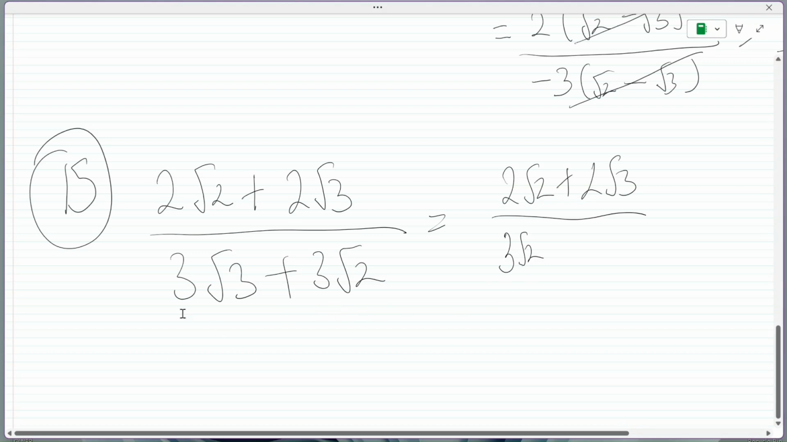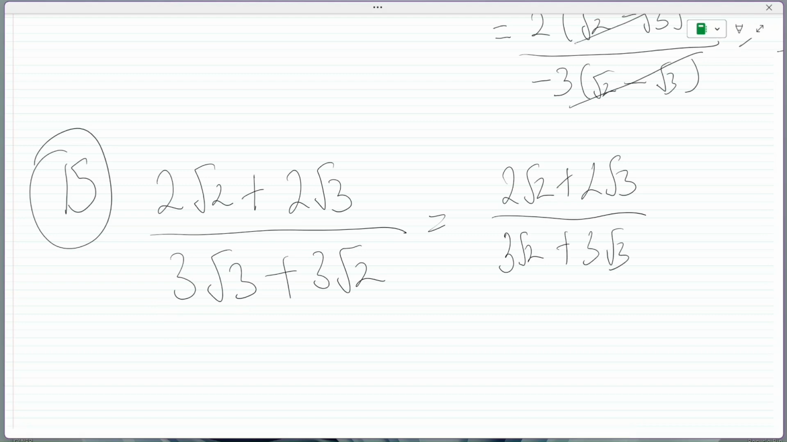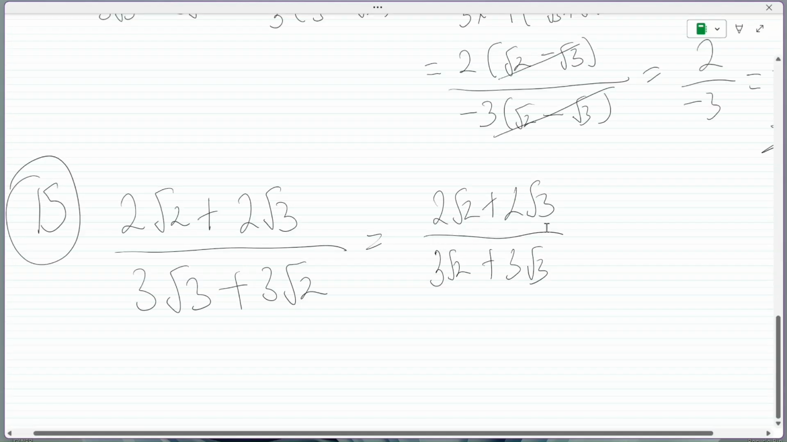So we take this plus 3 root 2 first. Then we have plus 3 root 3. If it's empty, it has a positive. So we have plus 3 root 3. Once we have it like this, we can factorize the numerator and the denominator. Since they have 2 in common at the numerator, we bring out 2. And they have 3 in common at the denominator, we bring out 3.